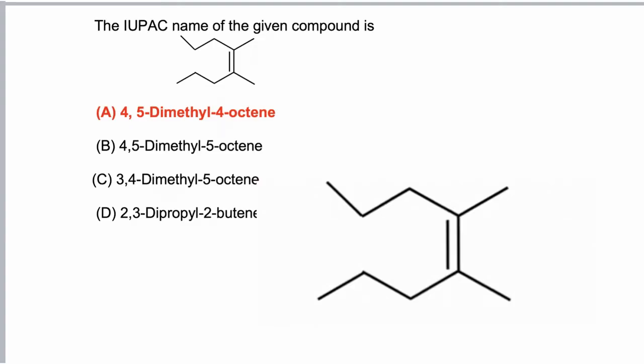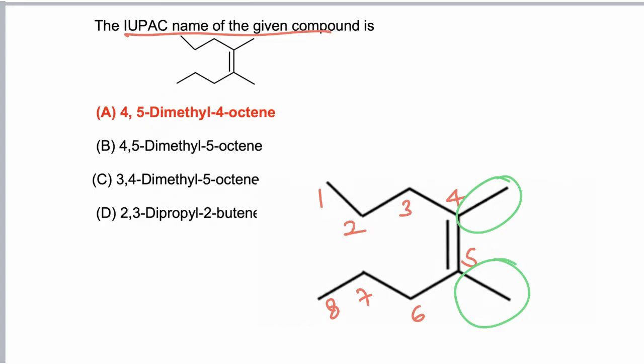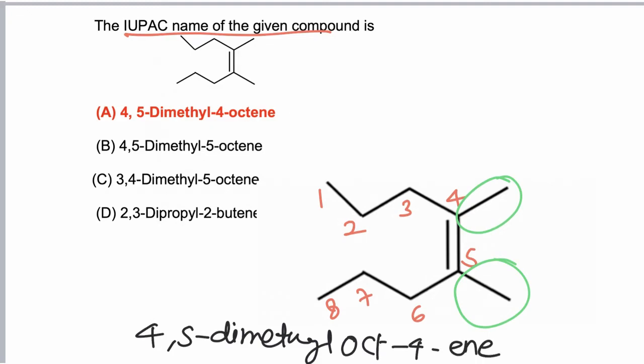The IUPAC name of the given compound. So first we have to select the right chain. So we have to select the chain having the multiple bond with the maximum number of carbons. So this is the right selection having 8 carbons, and the fourth position is having the multiple bond. Now at the fourth and 5 position, a methyl substituent is present. So the name of the compound is 4,5-dimethyloct-4-ene, and hence the correct answer is A.